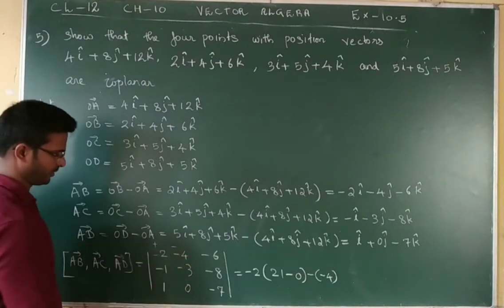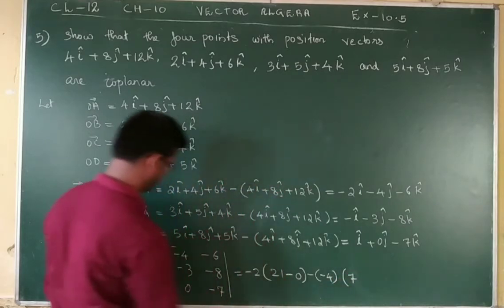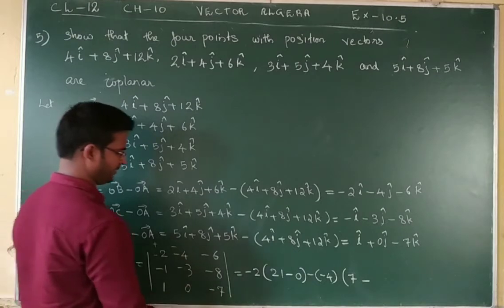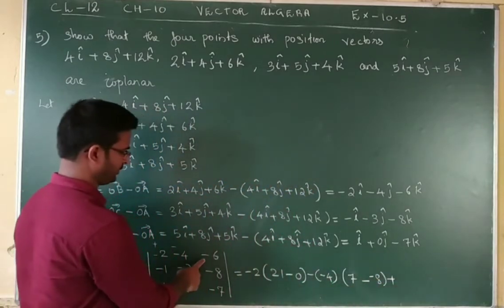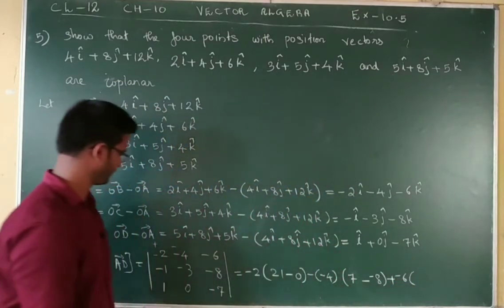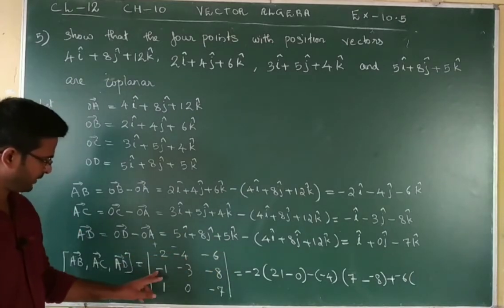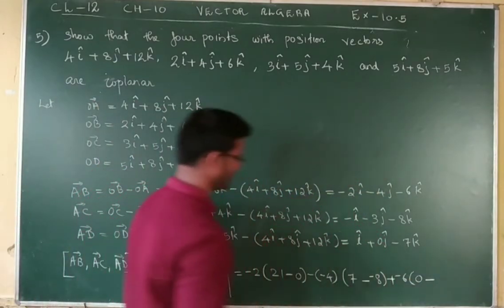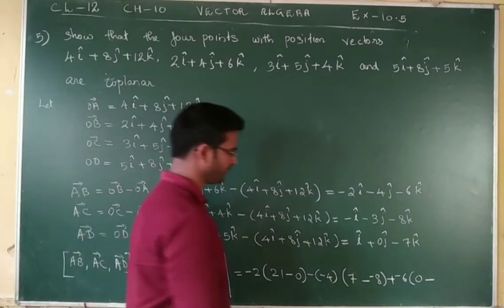First row and second column you can leave. Minus 1 into 7 is 7. Minus 1 into minus 8 is minus 8. Plus, and here minus 6. Okay, minus 6 into, what will we get? Leave it, first row, last column. Minus 1 into 0 is 0. Common minus. 1 into minus 3 is minus 3.